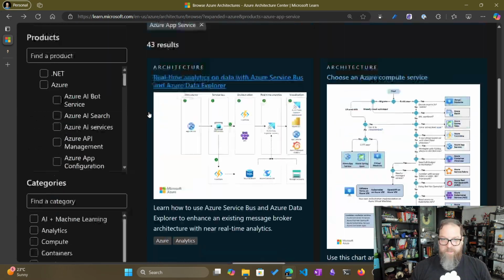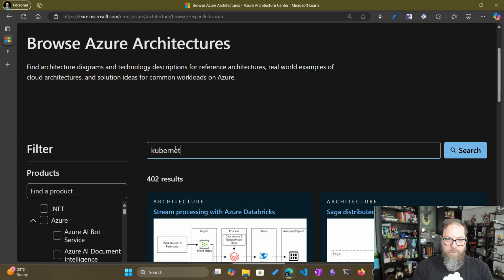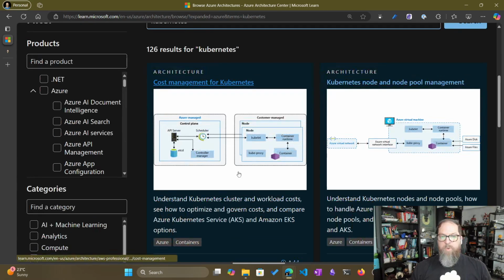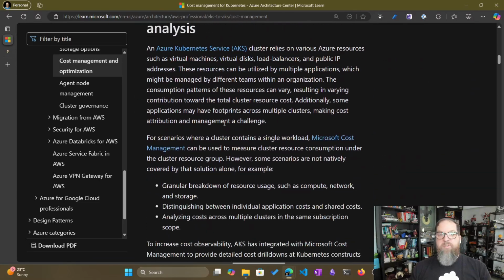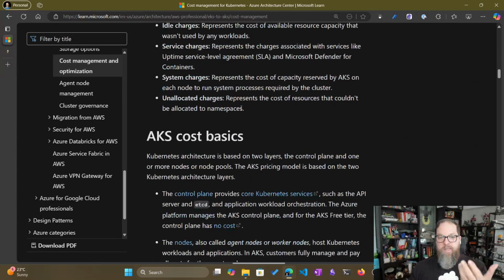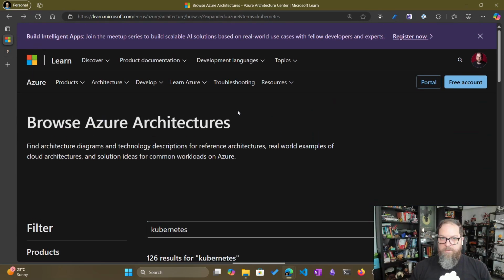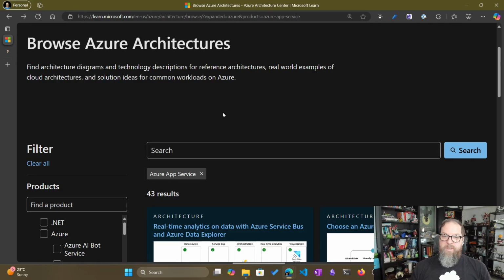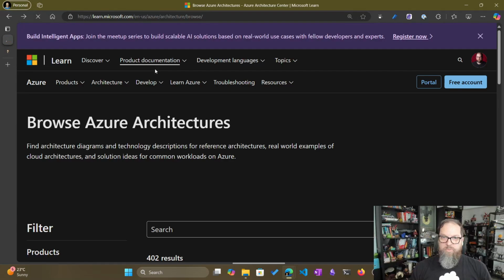There's a ton of these here. So you can come up here and you can look for whatever you might need to deal with. So cost management on Kubernetes. Cool. So there's a discussion of how cost works and how to leverage different techniques and tools. Definitely use the skills. If you're not familiar with these places, try them out.